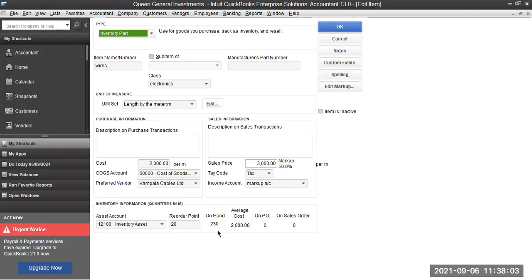When you get the quantity on hand and multiply it by 2,000, the cost for each meter, you end up with 460,000. That is the total cost of the quantity you have on hand. Calculate it. Yeah, thank you so much, Jessica. Tap in the box of total value. Okay.